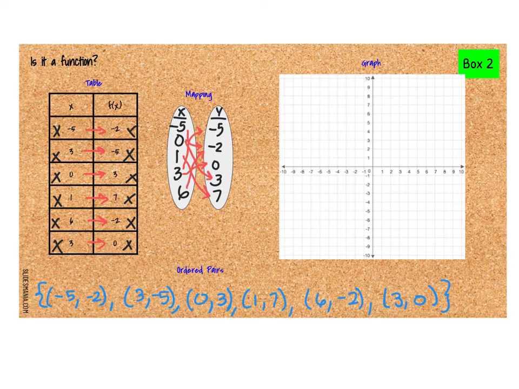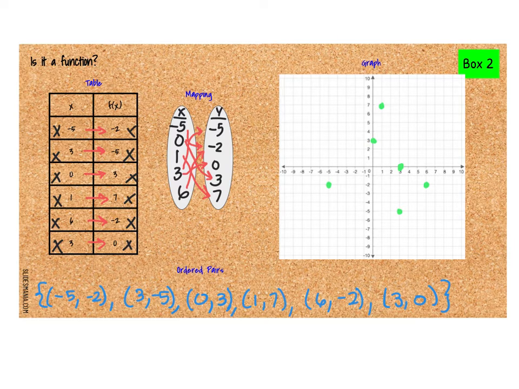Now all I'm going to do is plot my numbers on the coordinate plane. So I have -5 and -2. -5 and -2 goes right here. 3 and -5 goes here. 0 and 3 right here. 1 and 7 over here. 6 and -2 goes right here. And 3 and 0 goes right here. Okay, so that is a graph.